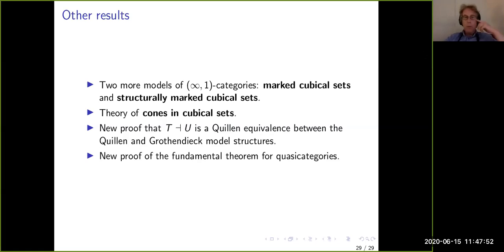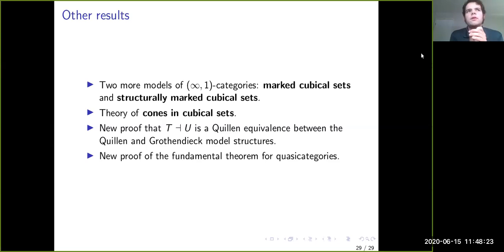I was wondering, you've chosen one very particular cube category. So how sensitive is this to that particular choice? Would similar methods also work for some of the other cube categories that people work with in homotopy type theory? We expect it to work for some, but not all.